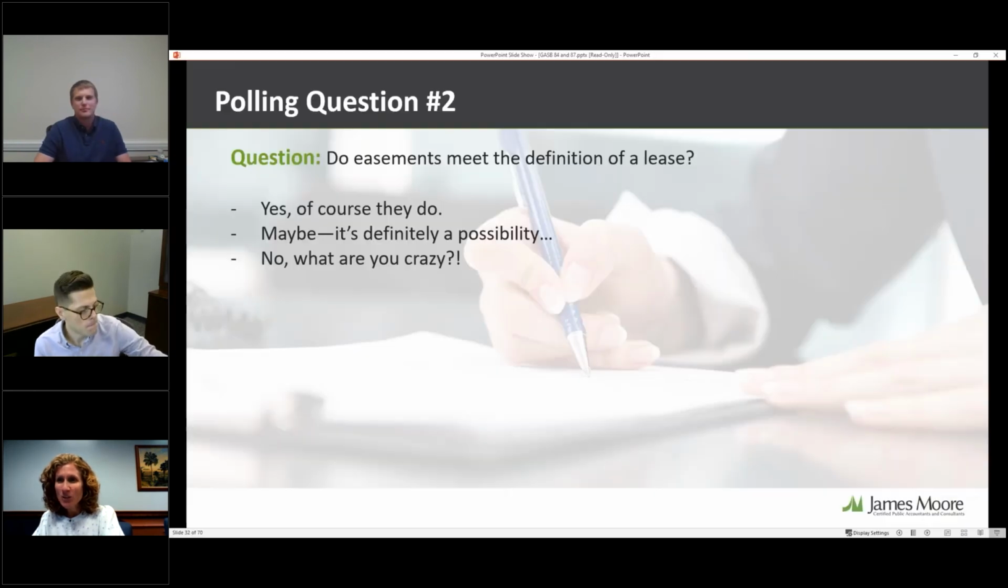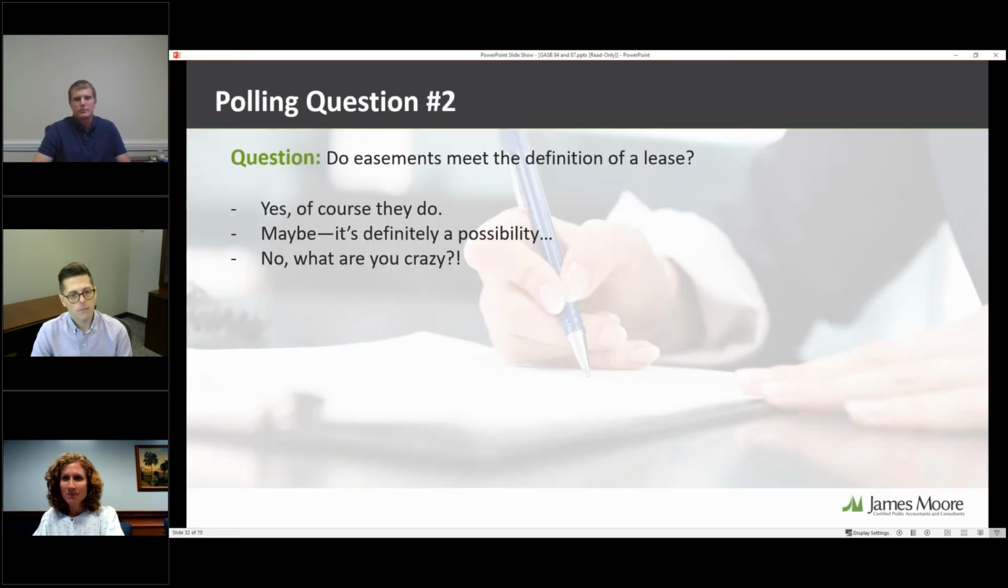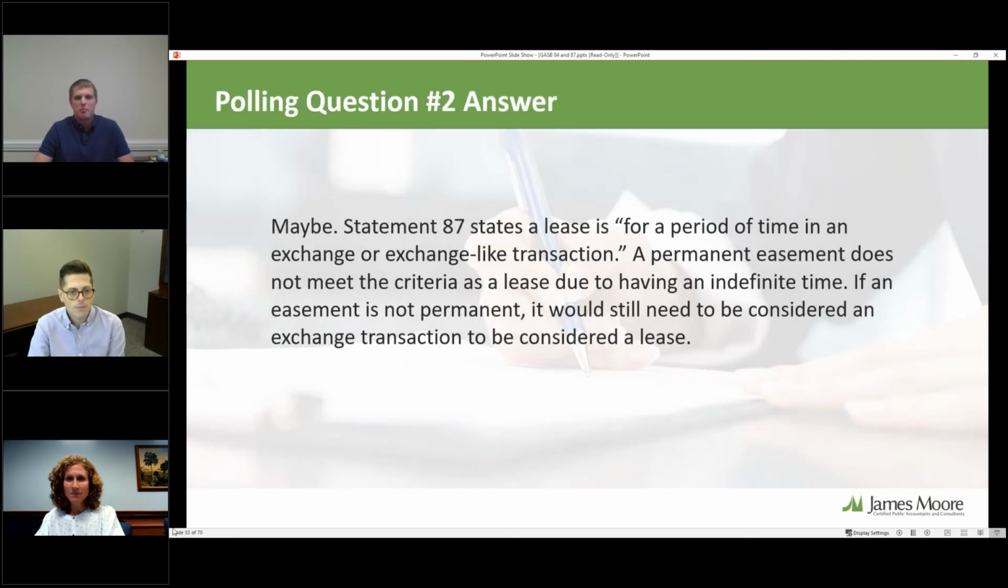Okay, so I'm going to close it out and share the responses. It looks like overwhelmingly 69% of you said maybe, it's definitely a possibility, followed by no, what are you crazy? And then 14% of you said yes, of course they do. All right, so you guys have already been studying up on GASB 87, because the answer is yes, maybe.